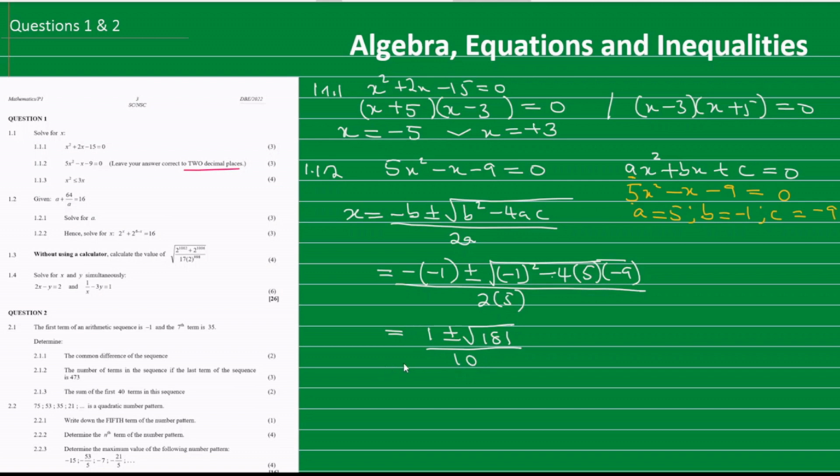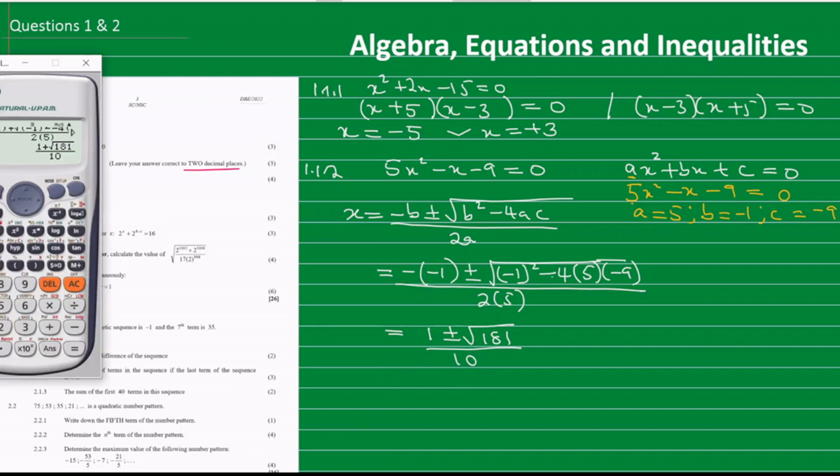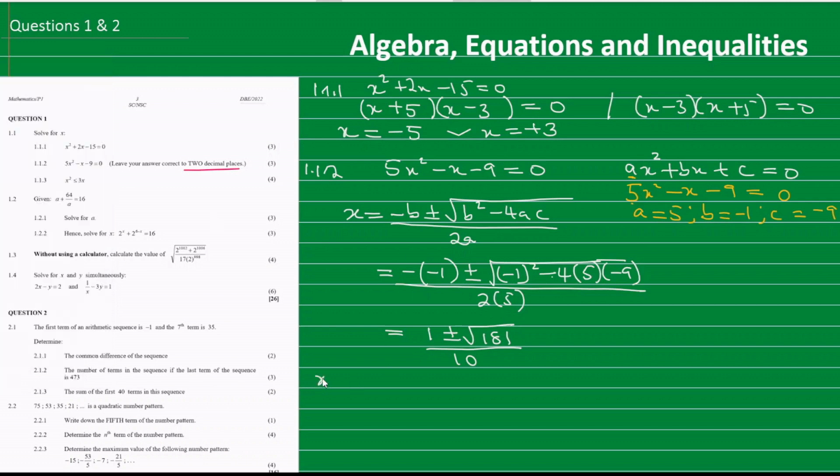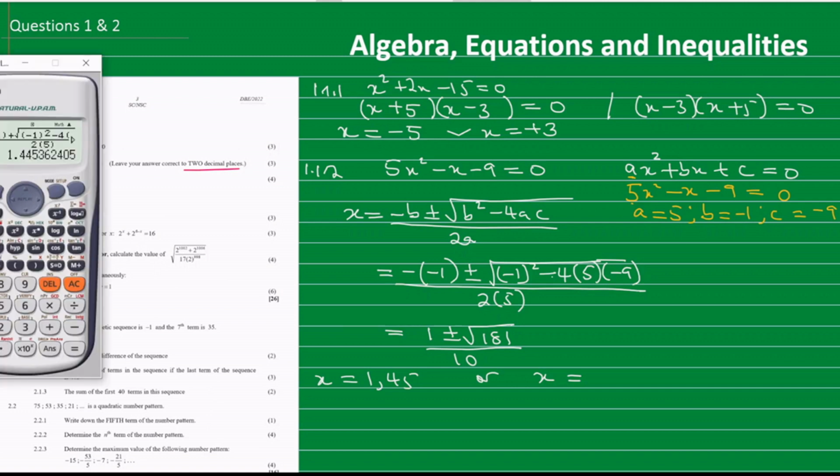Now to get the value of x, remember the question is asking us to express to 2 decimal places, so change that to a decimal, which will be 1.45. So our x value is 1.45, right? We've got the first value from using a plus, and now to get the other one, we're going to use the minus sign.